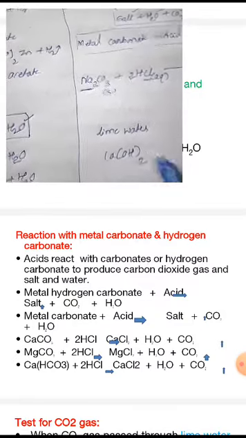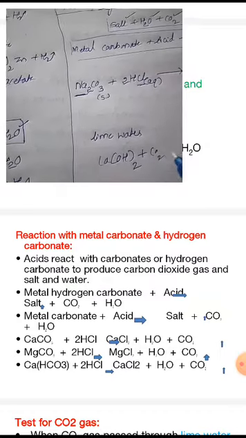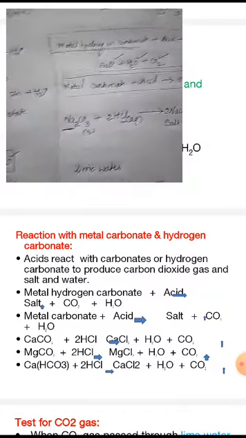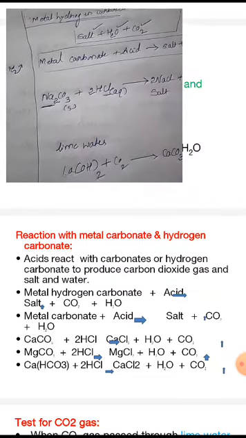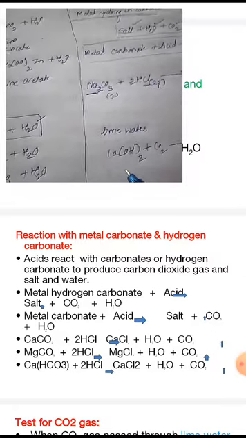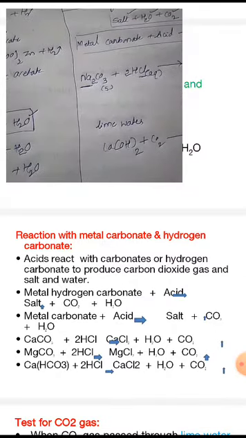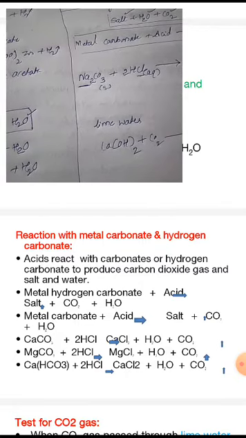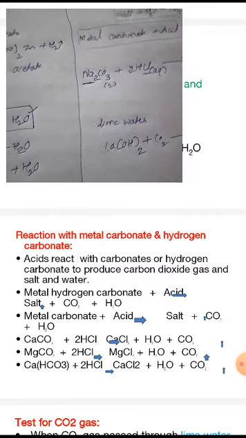When you pass carbon dioxide through lime water, what happens? The color of the lime water changes to milky. CaCO3, calcium carbonate, is formed. The lime water is white in color, and when you pass carbon dioxide, its color changes to milky, like how milk color is. This means the released gas is carbon dioxide.